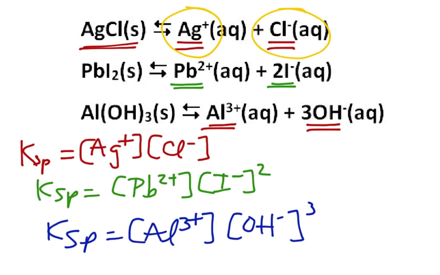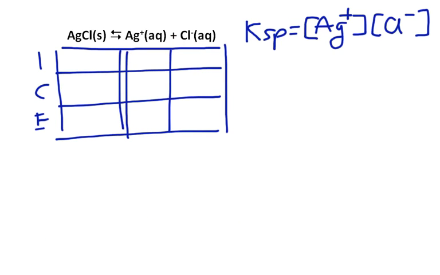So in one case it would be silver chloride, lead iodide squared, and aluminum hydroxide cubed. And this would be writing the Ksp expression. Pretty easy stuff.